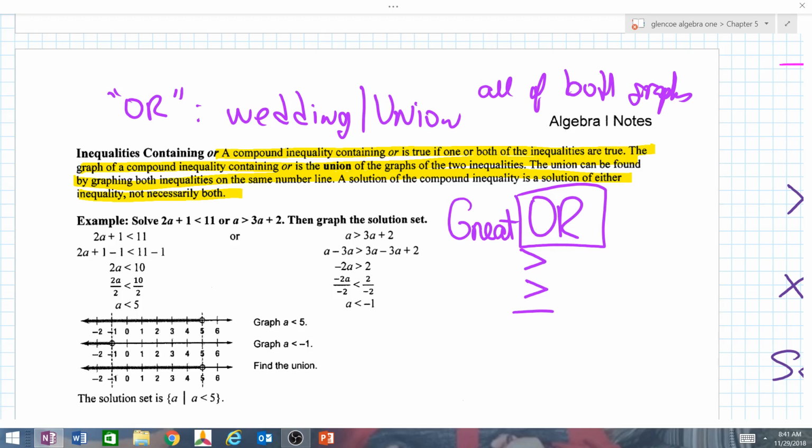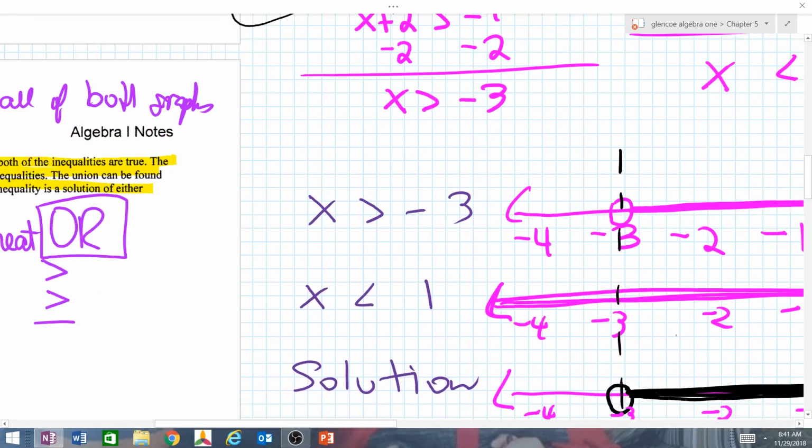So we moved out of the condo that I was renting from my parents and into the condo that he had. And now we had all of my stuff plus all of his stuff. So now everything that was mine and everything that was his became ours. And that's what it's like when we graph an inequality with the word or. So let me go ahead and do the first example with you.